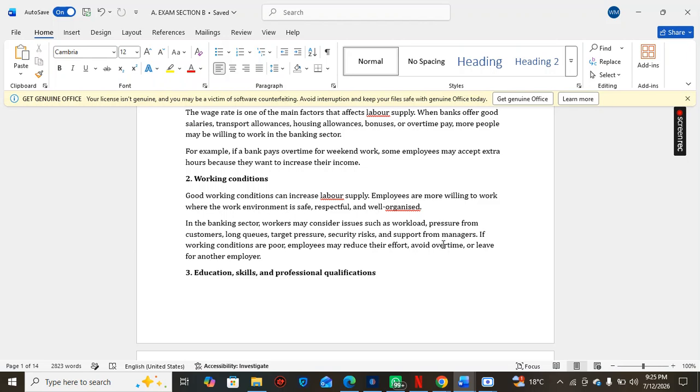Even working in the mortuary. We know not everyone would want to work in a mortuary, and worse if the conditions are even bad at that mortuary. How do you think people won't want to work there? But if it's a workplace where there's a swimming pool, they offer you lunch, they're offering you safety, anyone would want to work in such a place. So better conditions, more labor supply. Bad conditions, lower labor supply. Any questions?